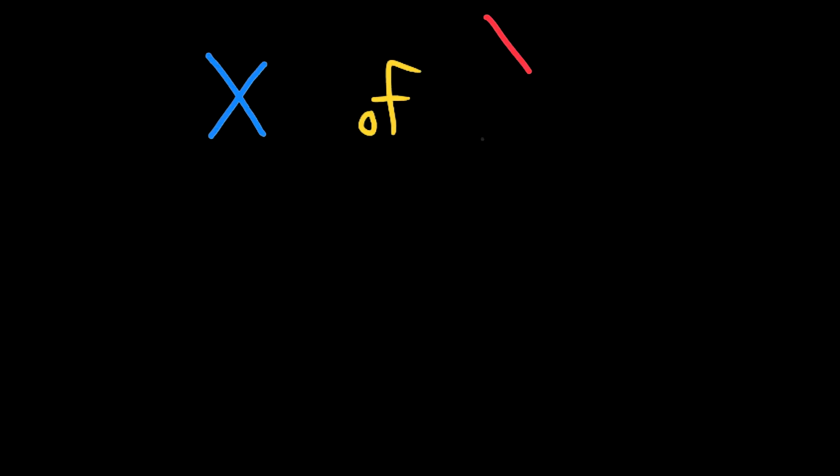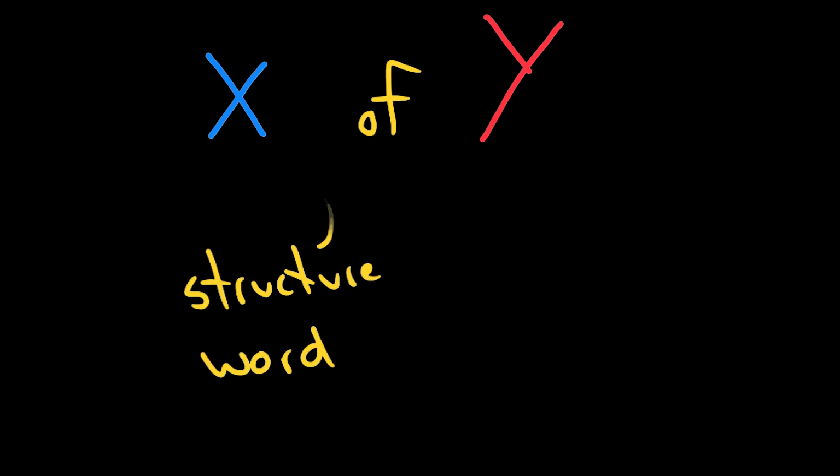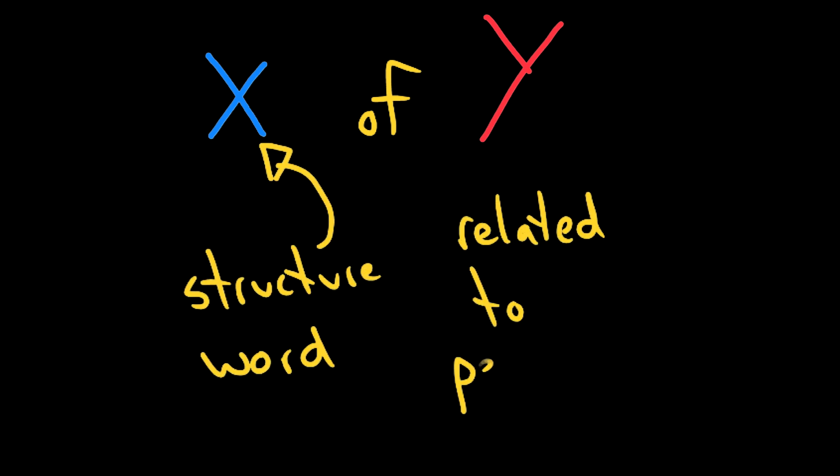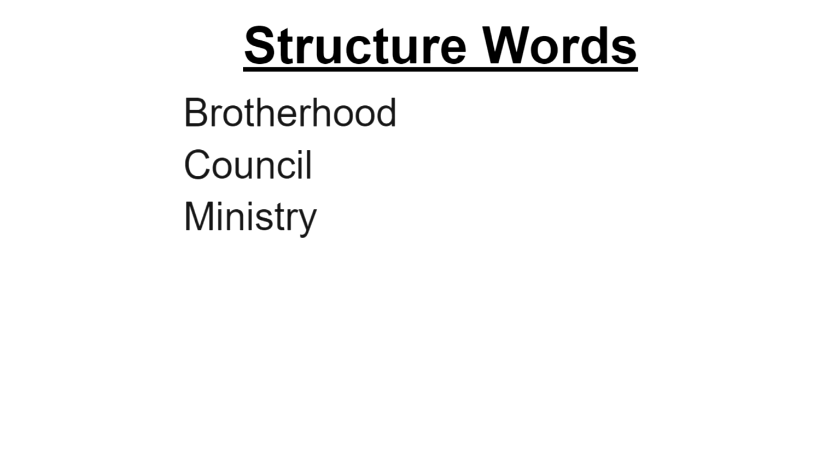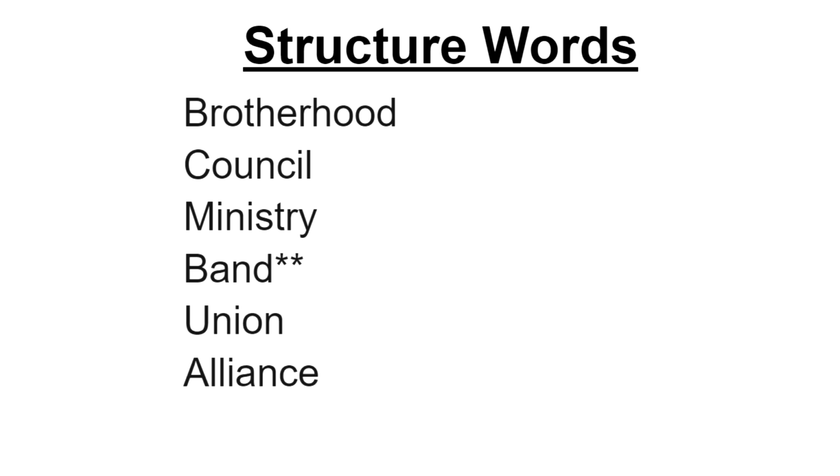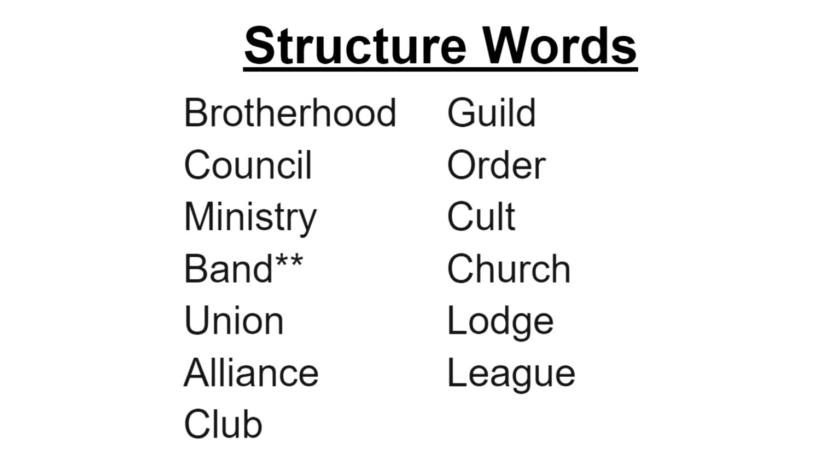A slightly different approach you can use is to directly acknowledge that it is a faction or a group in the name itself by describing how it's organized. This can be done through the format X of Y, where X is the group structure word and Y is related to its purpose, people, or location. So some group structure words: brotherhood, council, ministry, band, union, alliance, club, guild, order, cult, church, lodge, league, society.